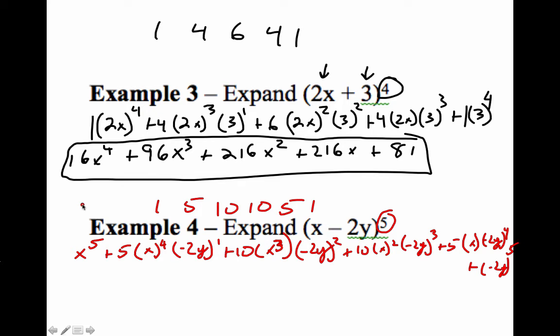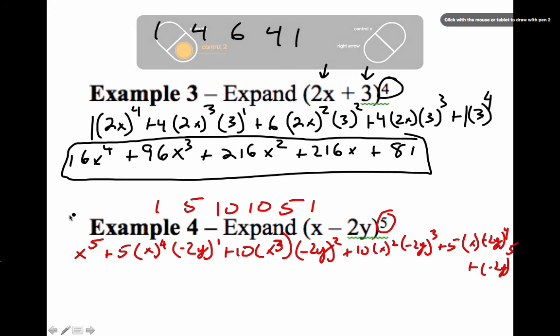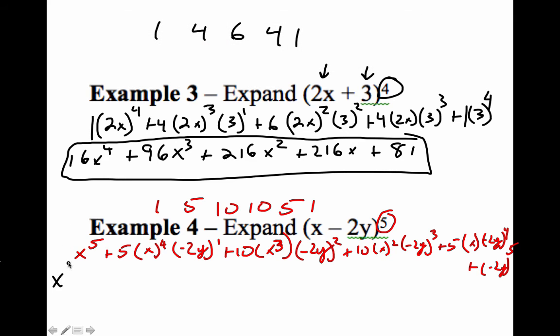So now you are going to kind of bounce back and forth from positive to negatives. First one's positive. This negative is to the 1st, so that will be a minus. This negative is to the 2nd, that will be a plus. This negative is to the 3rd, that will be a minus, and so on and so forth. So you can kind of see what's coming there. I've got x to the 5th, and then I'm going to have minus 10x to the 4th y. Next one, I've got negative 2y to the 4th, so that's going to be 4 times 10 is plus 40x cubed y.